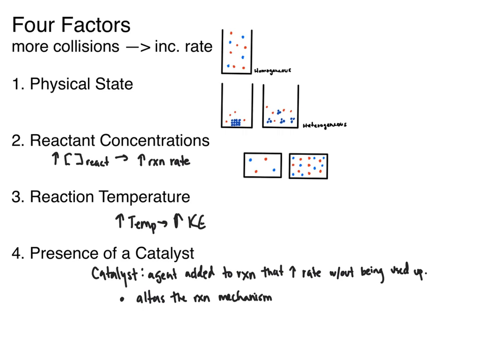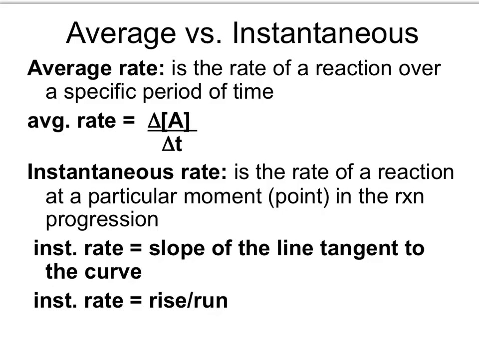And we're going to talk about catalysts in more detail a little bit later, but these are the four factors that you need to know and understand with respect to their effect on your reaction rates. So there are two ways that we're going to be looking at rates of reactions. We're going to be looking at them based on their average rate or their instantaneous rate. And we first want to define the difference between these two before we go ahead and analyze each with respect to collected experimental data.